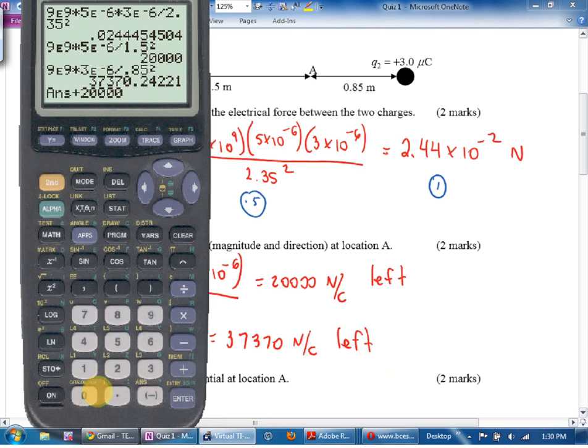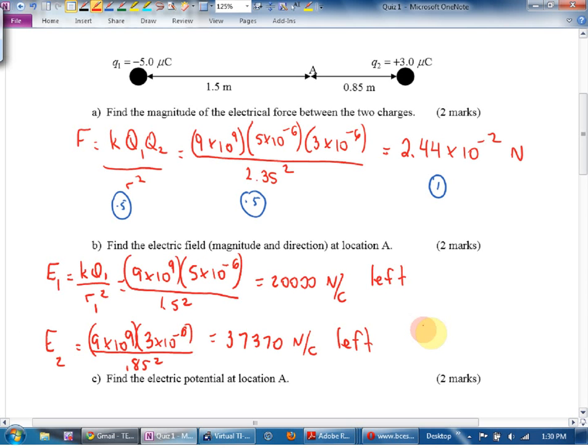Yes, I could have done that in my head, but some of you would be scared if I didn't show you how to do it on your calculator. And I get 57,370, or 5.74 times 10 to the 4th newtons per coulomb left. How would I mark this? I would give you a half mark for the correct magnitude and a half mark for the correct direction. But if you were missing the units, you'd lose a half mark.